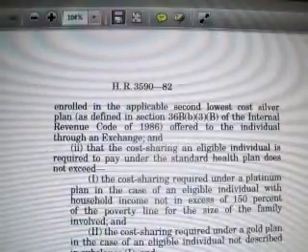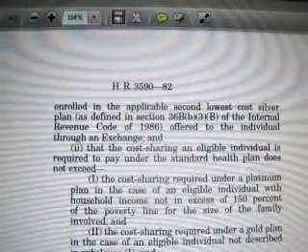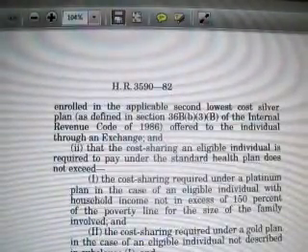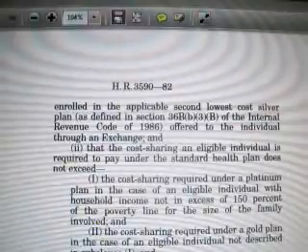The cost sharing required under a gold plan in the case of an eligible individual not described in subclause 1, and the benefits provided under the standard health plans offered through the program cover at least the essential health benefits described in Section 1302B.